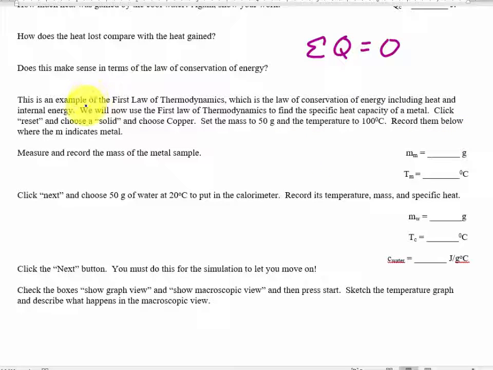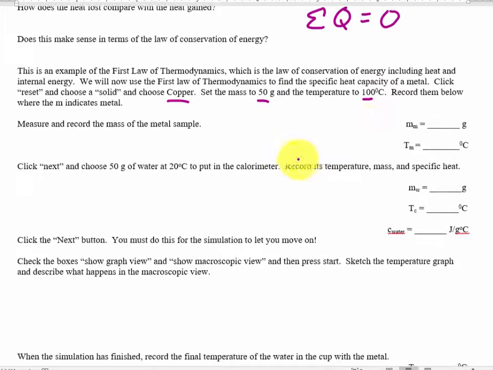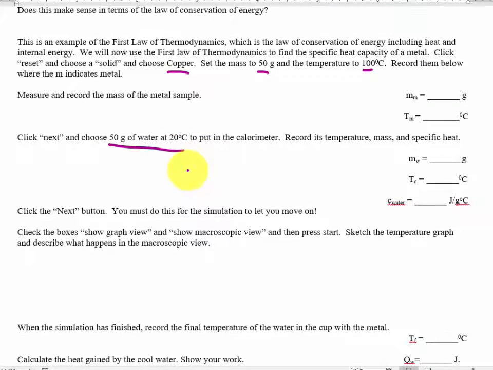Then we're going to choose a solid. We're going to choose copper. We're going to set the mass to 50 grams and the temperature to the boiling point of water. And more or less, we're going to dump that into some cool water. So you're going to choose those guys right there.